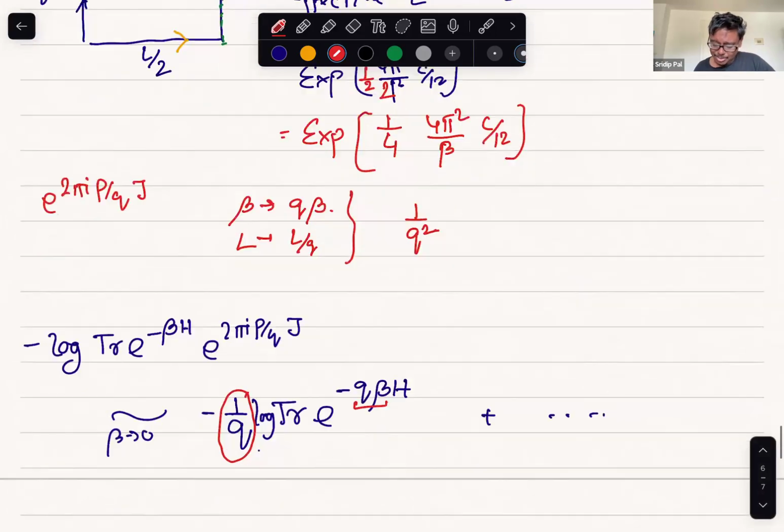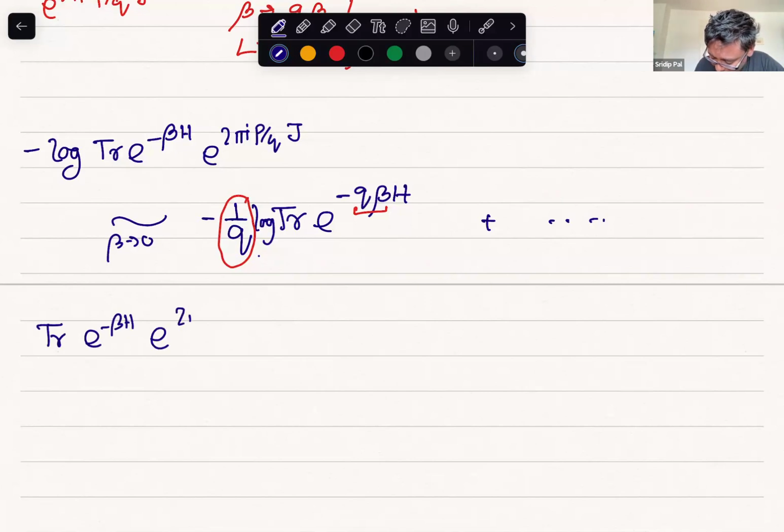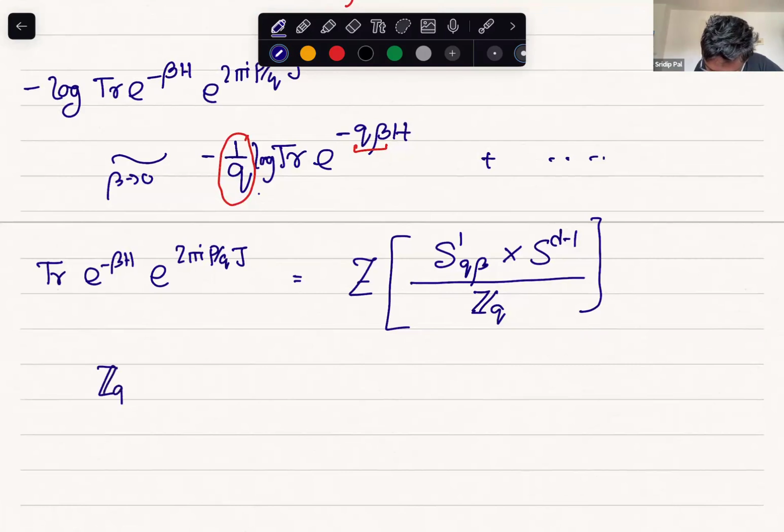And more precisely, what we are doing is the following thing. Let me write it down in a more precise mathematical way. So the claim is that trace e^{-βH} e^{2πi p/q J} is the same as computing the partition function on this manifold S^1_{qβ} × S^{D-1} modded out by Z_q, where the Z_q action is the following.